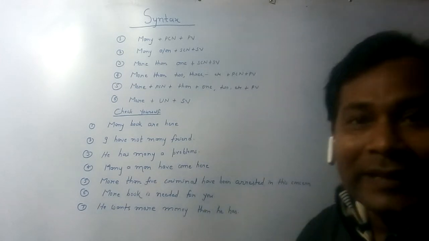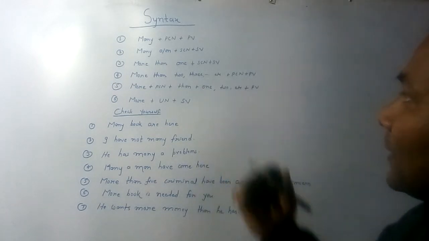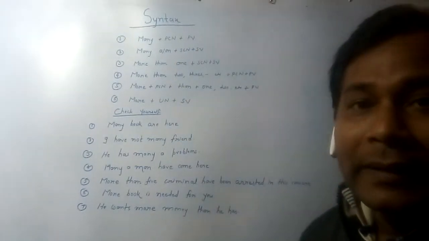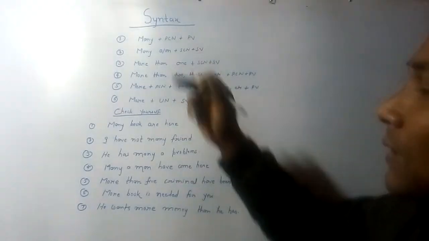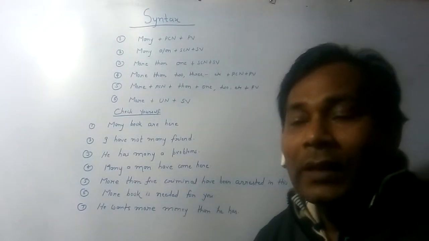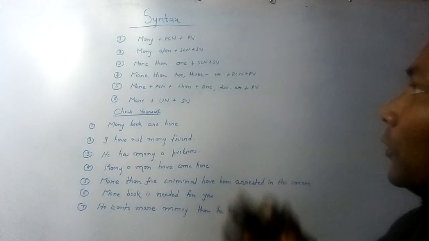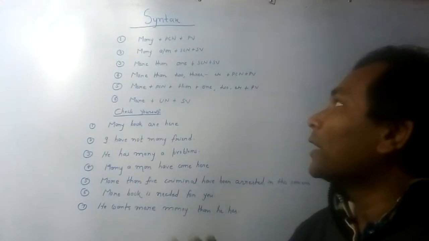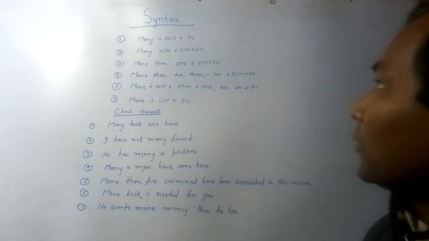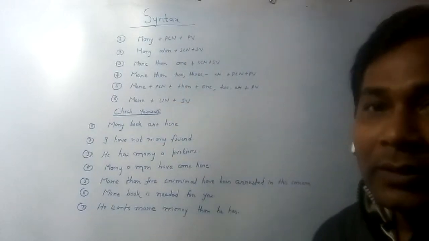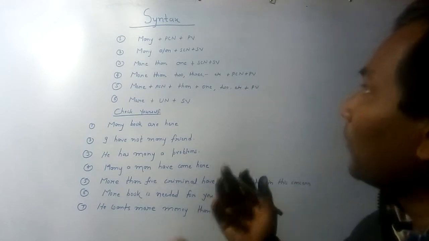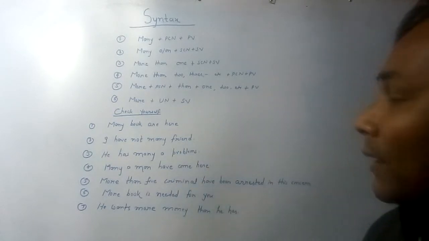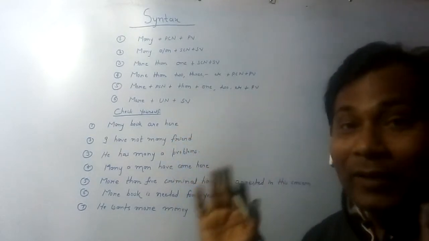What do you mean by this structure? Many plus PCN plus PV. PV means plural verb, PCN means plural countable noun. My dear viewers, if you use many, then after it you can use a plural countable noun and you can use a plural verb. Okay. Suppose, many books, many people, many persons, etc. you can use here. And next structure you can see carefully.